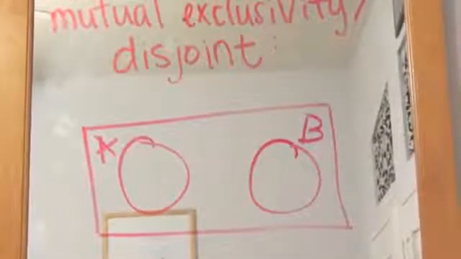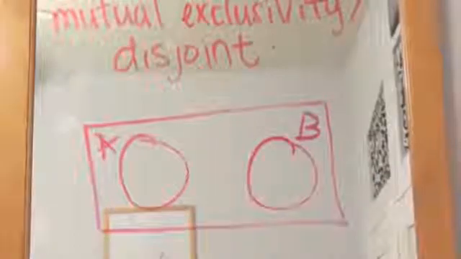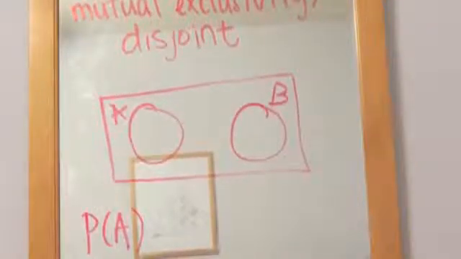Mutual exclusivity, disjoint. Two events are said to be mutually exclusive if they can't occur at the same time. For a given sample space, it's either one or the other, but not both. As a consequence, mutually exclusive events have the probability defined as follows.